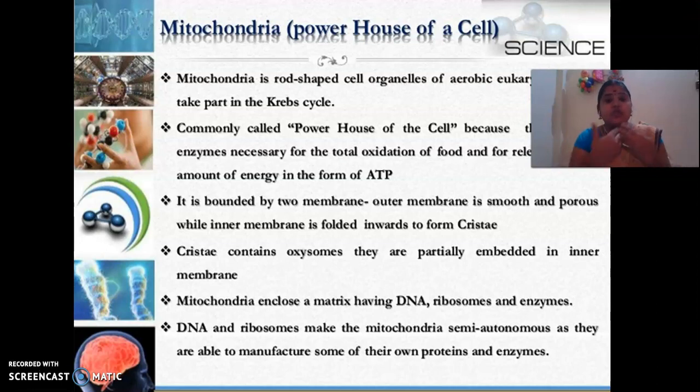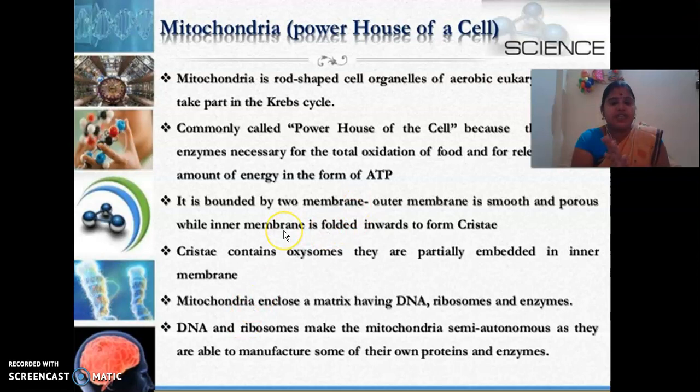So we human beings need more oxygen. This oxygen we take in is used for respiration as well as for loss of energy. We are losing some energy at the time of digestion, respiration and excretion. As I told you, it is necessary for the oxidation of food and releasing a high amount of energy in the form of ATP, that is adenosine triphosphate.